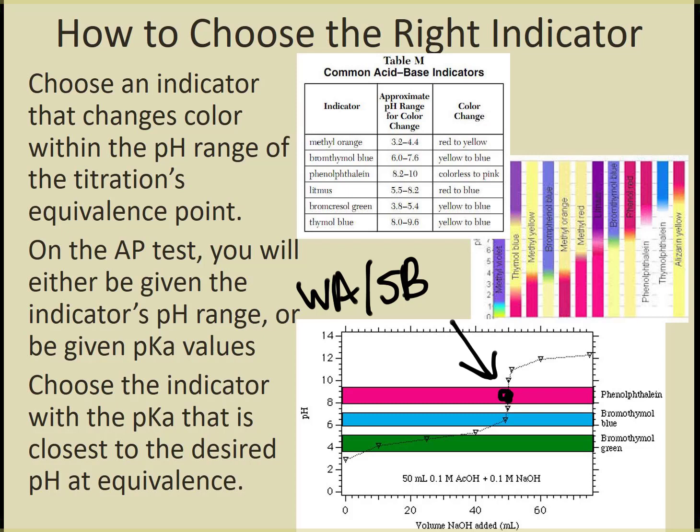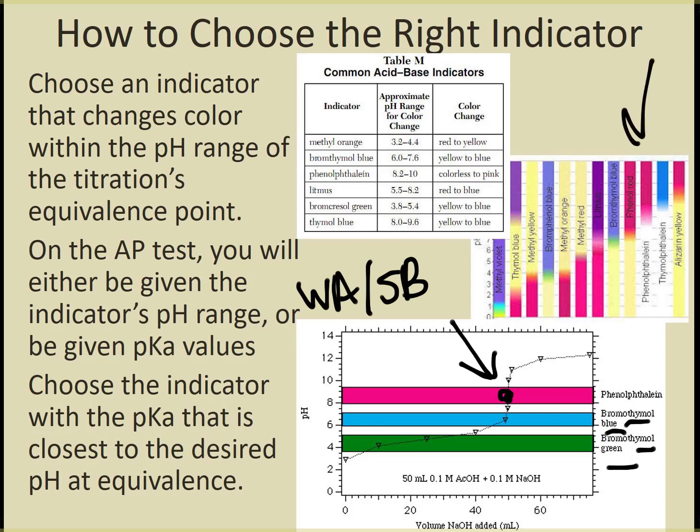And so I wouldn't want to use bromothymol green because it's going to change color at a pH of around 4 or 5, and that is not anywhere close to where that equivalence point is. I also don't want to use bromothymol blue. That one works best at a pH of around 7, so that one works great with strong acids and strong bases. Okay. So the phenolphthalein, again, would work best with weak acids and strong bases because the indicator changes right around 8.